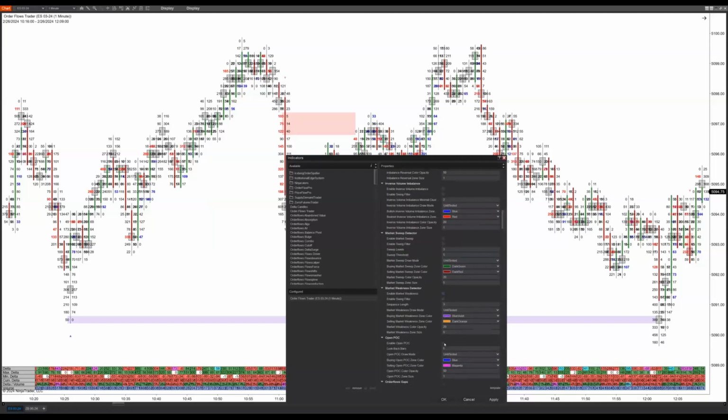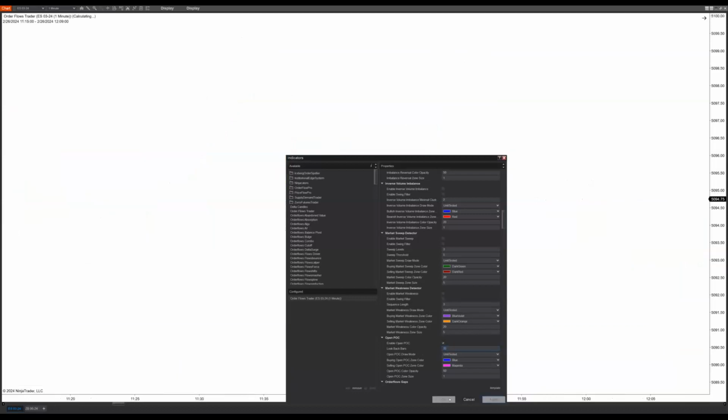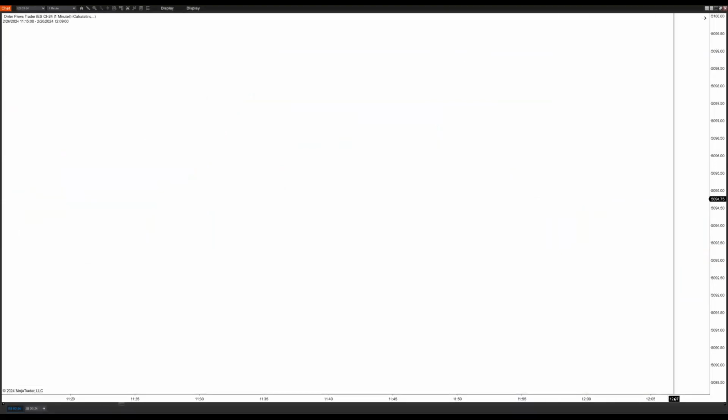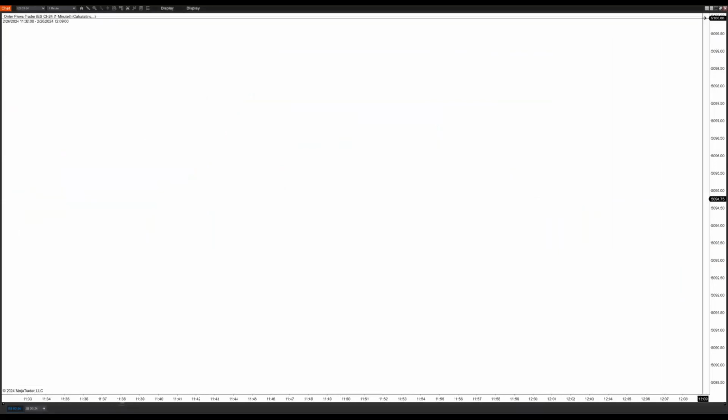All right, open point of control. Now, this has its own swing period. We call it look back bars. Okay, set to 5, which is what the global one is set to. Again, you could set it higher if you want, 10. Let's just turn it on here. Just go back to where we are today.